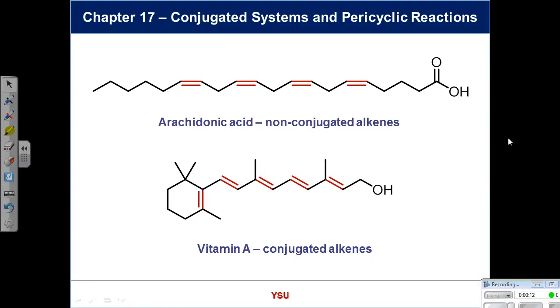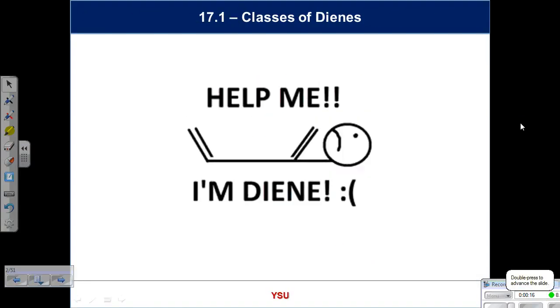We're talking about dienes. Dienes are popular, dienes are common. There's always this sort of geeky sense of humor that comes out with these things. You'll probably see that around if you study this stuff. They're important types of compounds.